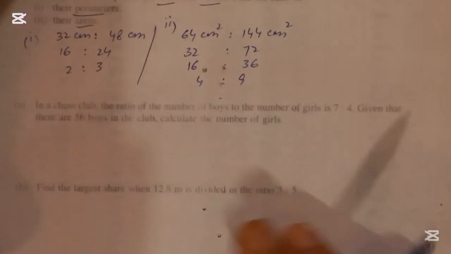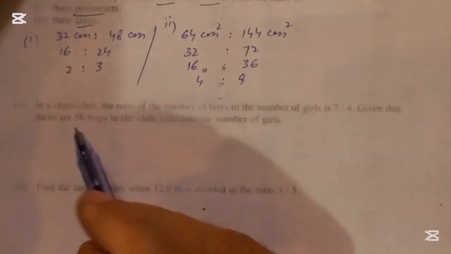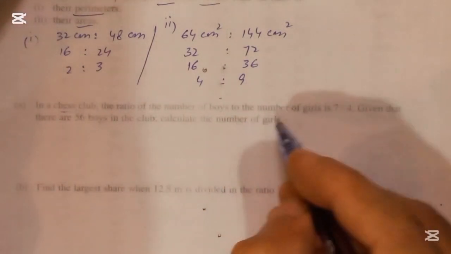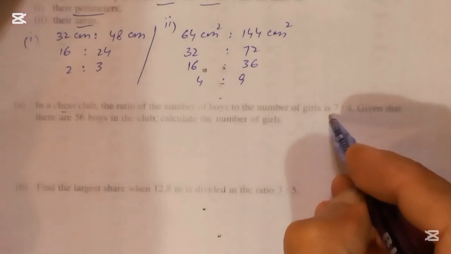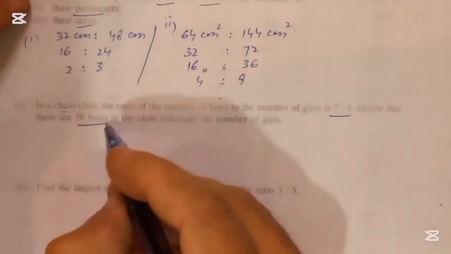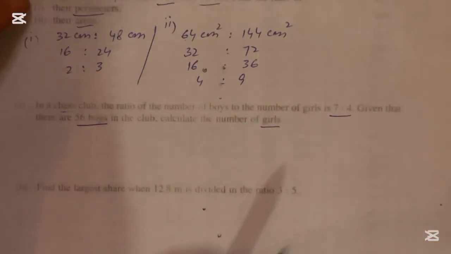Here is another question that is very important and normally comes in the paper. The statement of the question is: in a chess club, the ratio of the number of boys to the number of girls is 7 ratio 4. Given that there are 56 boys in the club, calculate the number of girls. So we don't have the total number of persons in the club.